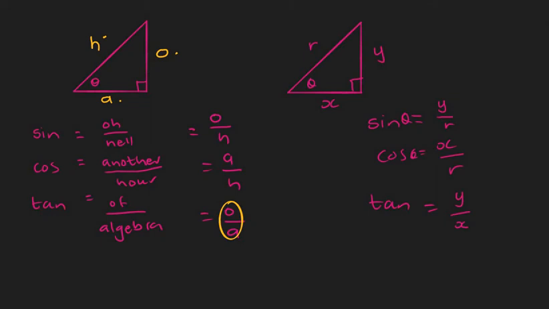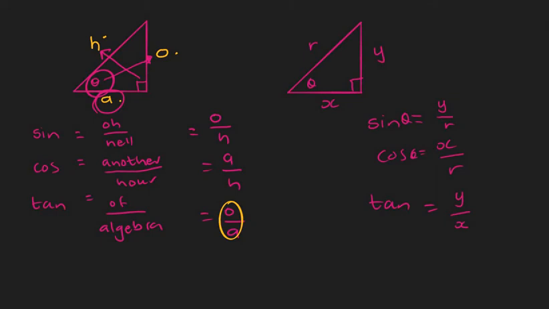If you know this little rhyme, you will be fine. Just remember that the side opposite your angle is going to be opposite, next to it is going to be adjacent, and the side opposite my right angle is going to be my hypotenuse.